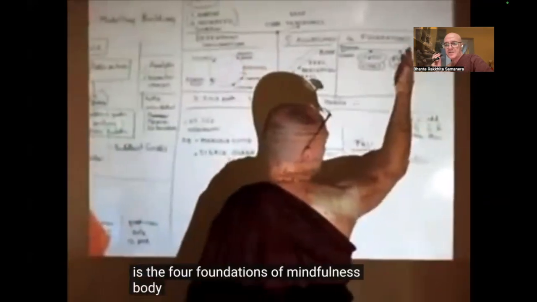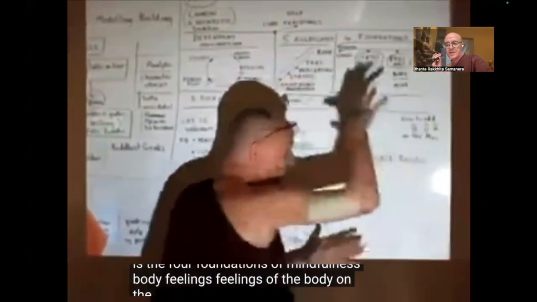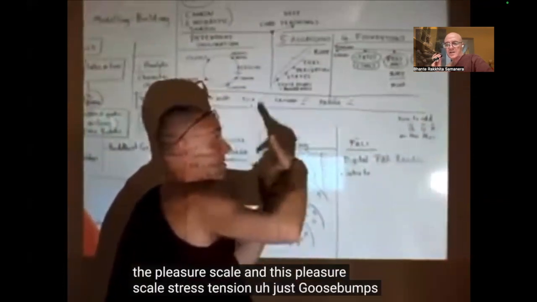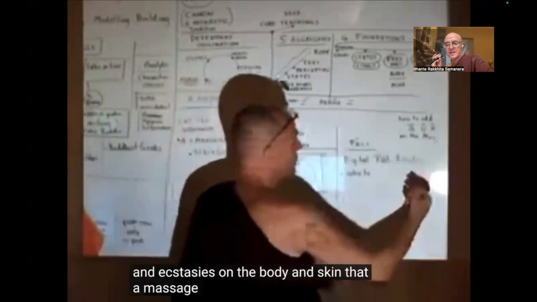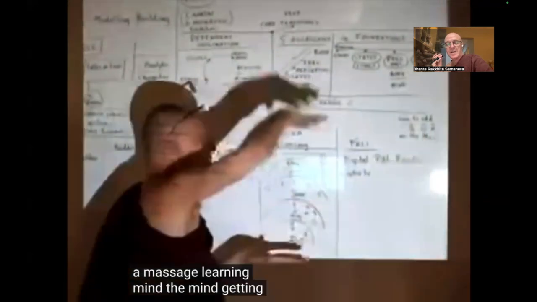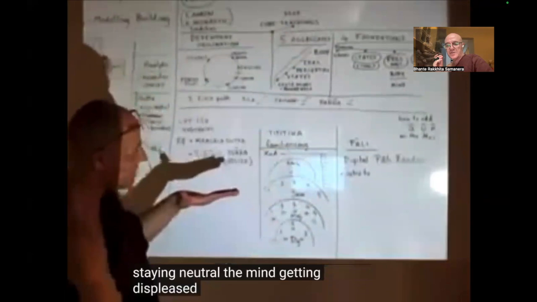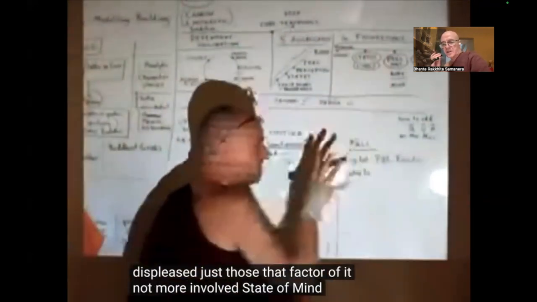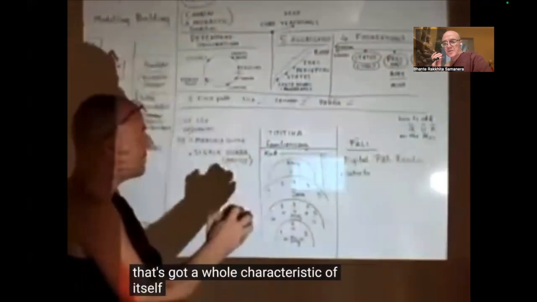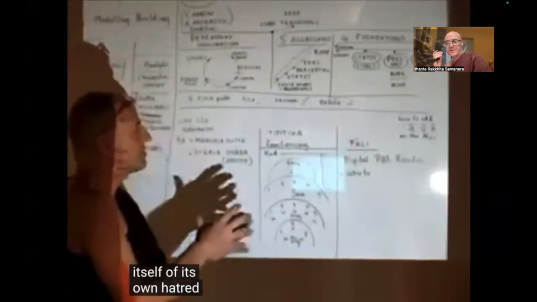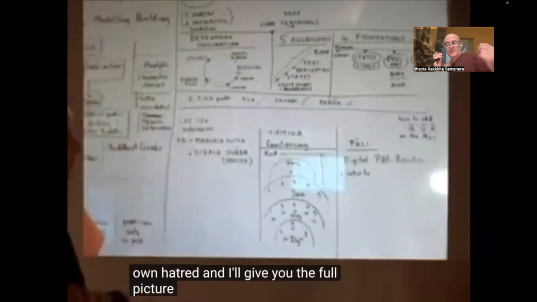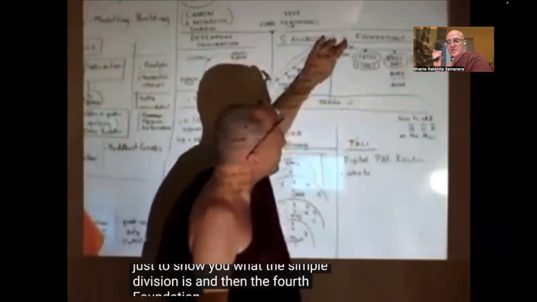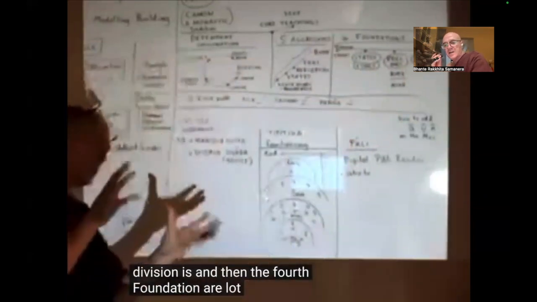This one is the four foundations of mindfulness: body, and feelings of the body on the pleasure scale, from stress, tension, goosebumps, and ecstasies on the body and skin, like a massage. Then the mind getting pleased, the mind staying neutral, the mind getting displeased, just that factor of it, not more involved. State of mind, like jealousy, has a whole characteristic of its own, or hatred. I'll give you the full picture of what the states look like, but this just shows what the simple division is.